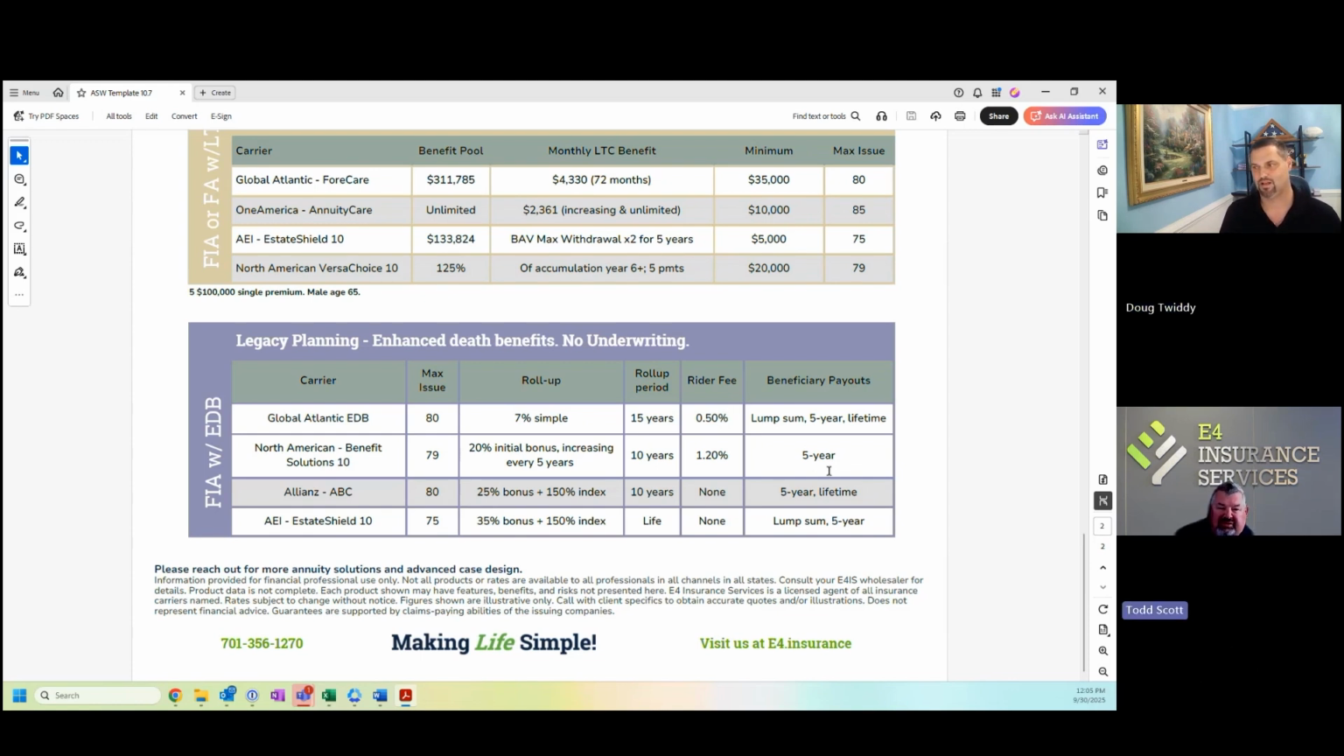Great. So, Doug, I got a question for you. There's a lot of carriers and options. When working with an advisor, what are the key features you need from that advisor to help identify the best solution for their client?